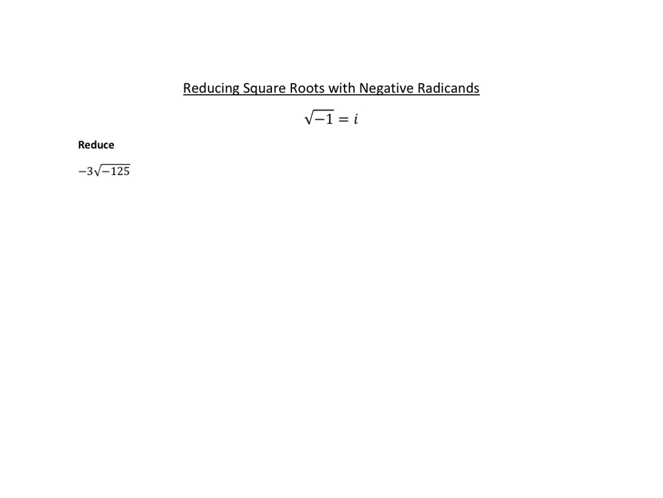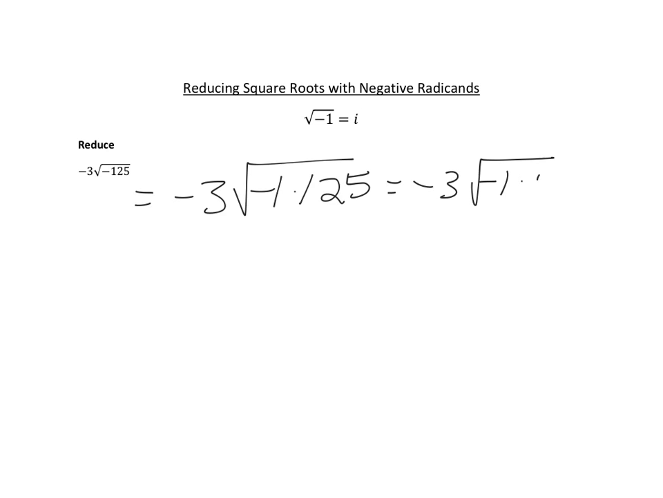Okay, last problem here, and it's very similar to the last one. In this case, we have -3 times the square root of -125. We're going to start off the exact same way. We're going to break down -125. So it's -1 times +125. And then 125 is the perfect square 25 times 5. So -3 times -1 times +25 times 5. Fair enough, not a big deal.